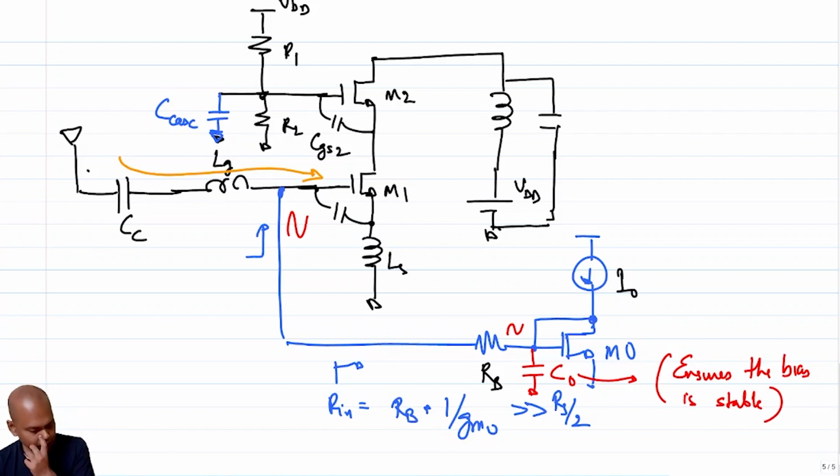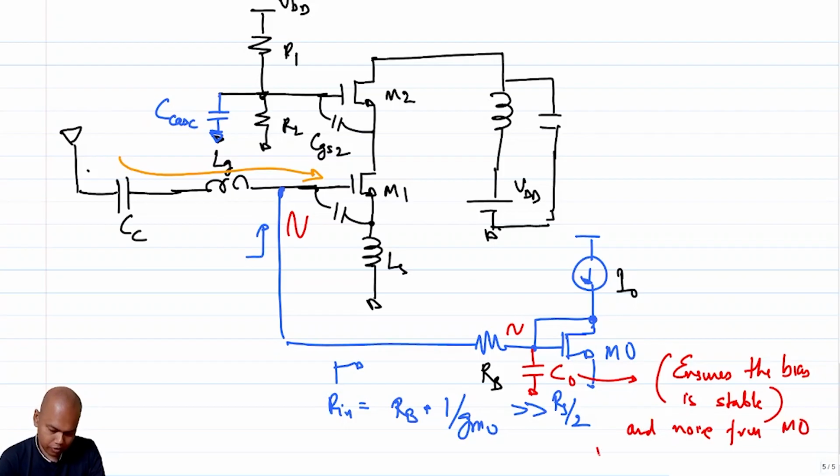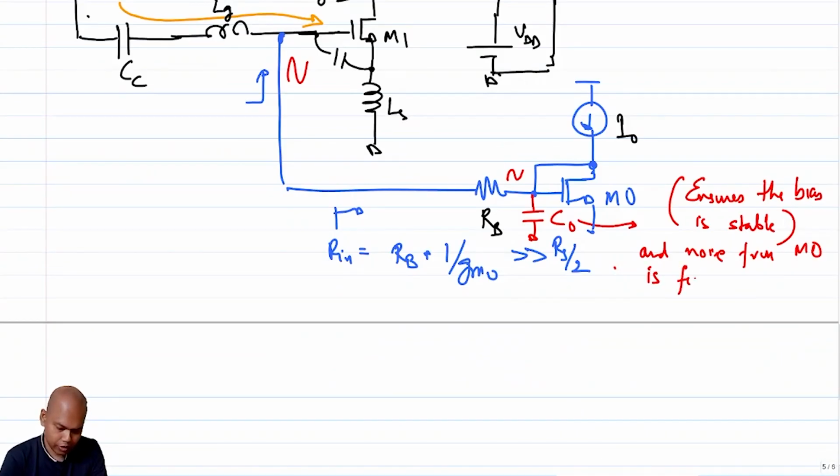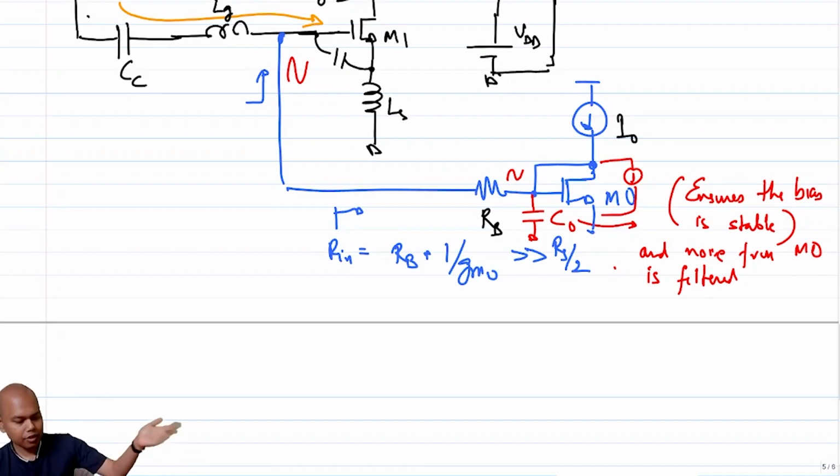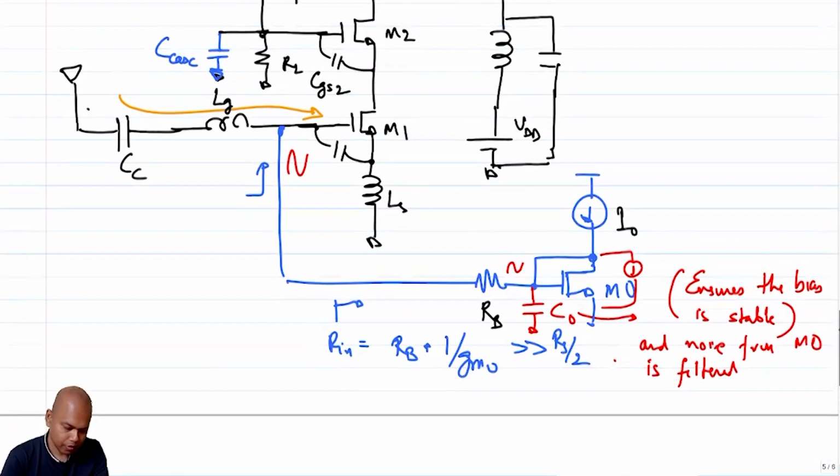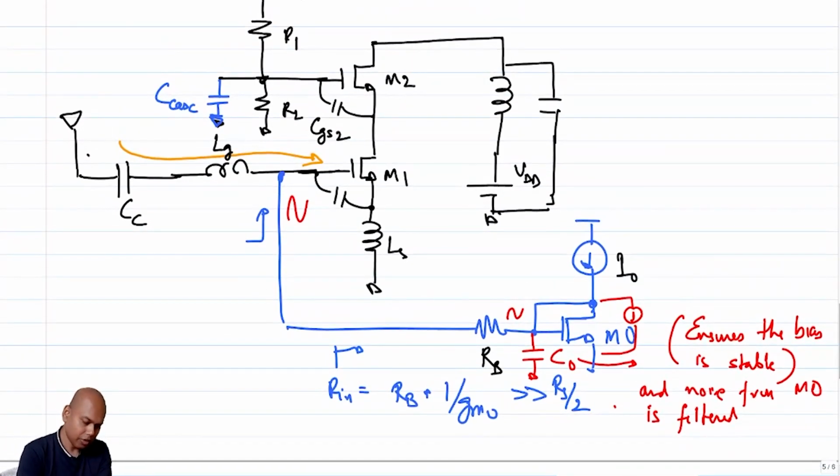Also, what it does is ensure that the noise from M0 is filtered. Because essentially the noise current that will get generated here will go into C0. If C0 is sufficiently large, it will not contribute anything to the main circuit, right? Now, having said that, since we are discussing noise, what about the noise contribution of all the other biasing networks, right? So let's start with the noise contribution of RB, right?